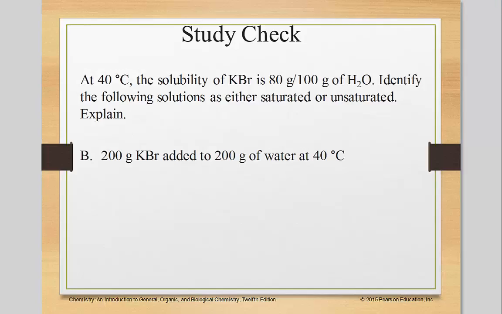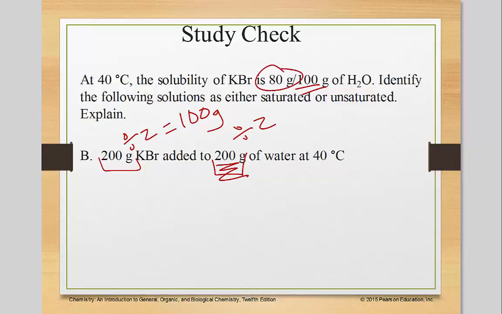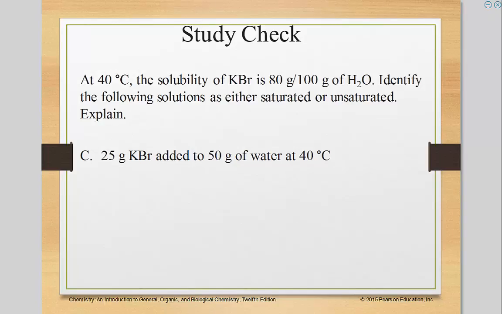Here, they've changed it from 100 grams to 200 grams of water. You're still looking for a ratio though. So if we divide both of these by 2 to make it that 100 grams, that's 100 grams of KBr for 100 grams of water. That's over that 80 gram max. So therefore, that's a saturated solution.